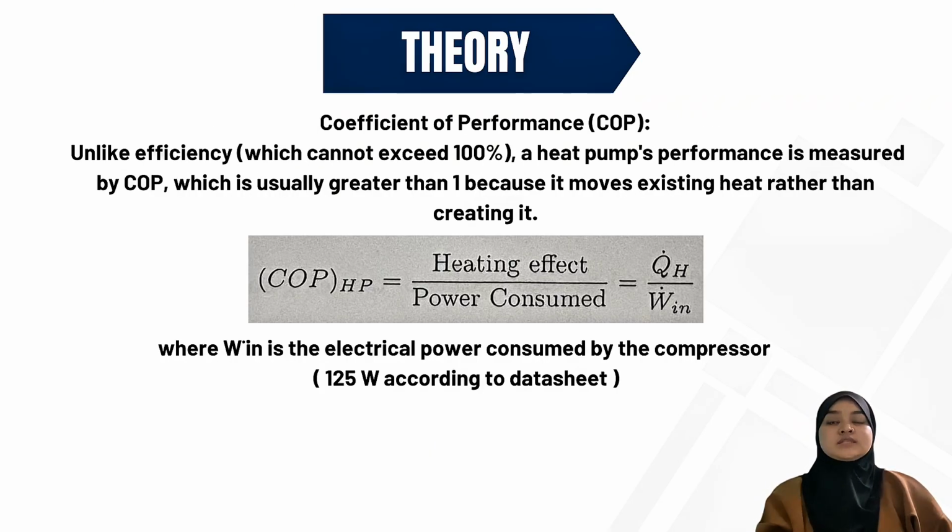Coefficient of performance. Unlike efficiency, which cannot exceed 100%, a heat pump's performance is measured by COP, which is usually greater than 1 because it moves existing heat rather than creating it. This is the equation: the heating effect divided by the power consumed, where W in is the electrical power consumed by the compressor, 135 watts according to the data sheet.